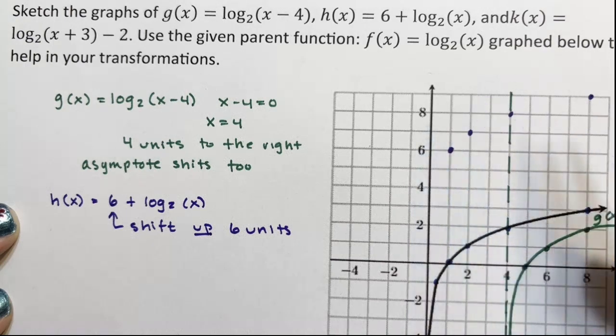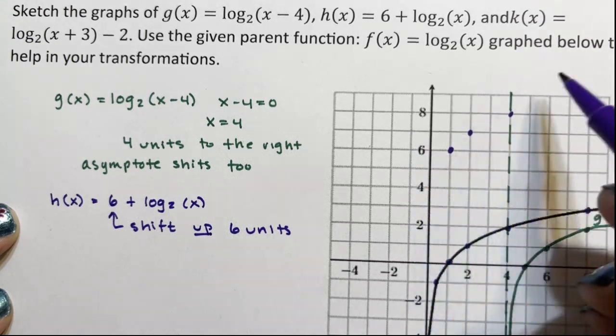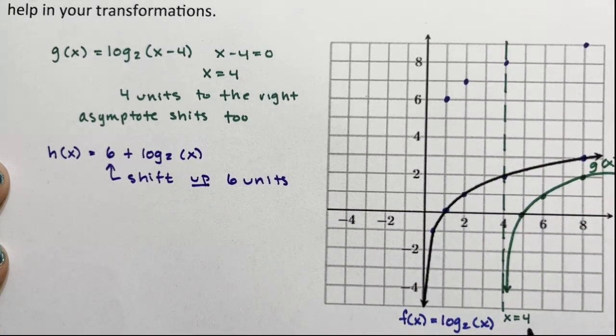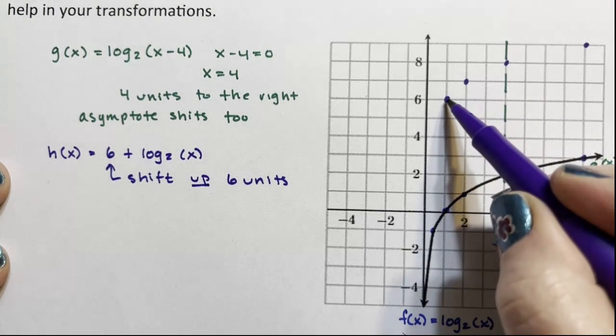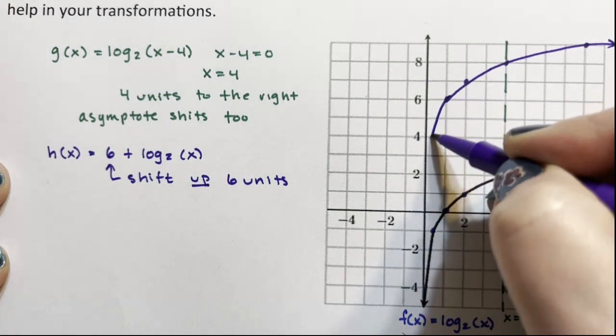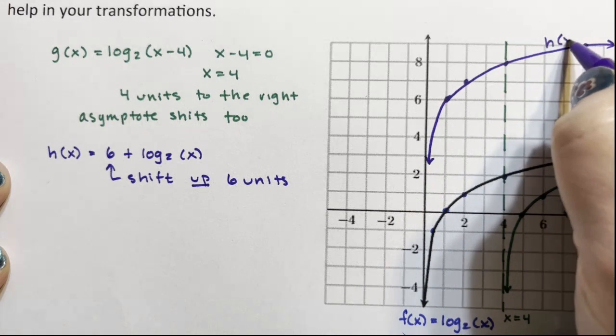I could shift the asymptote, but it's already an up-down asymptote, so it's really not going anywhere. It shares the same asymptote as our original parent function, so I don't need to move the asymptote. I can just sketch this in and come towards the same asymptote. And now I have a sketch of h of x.